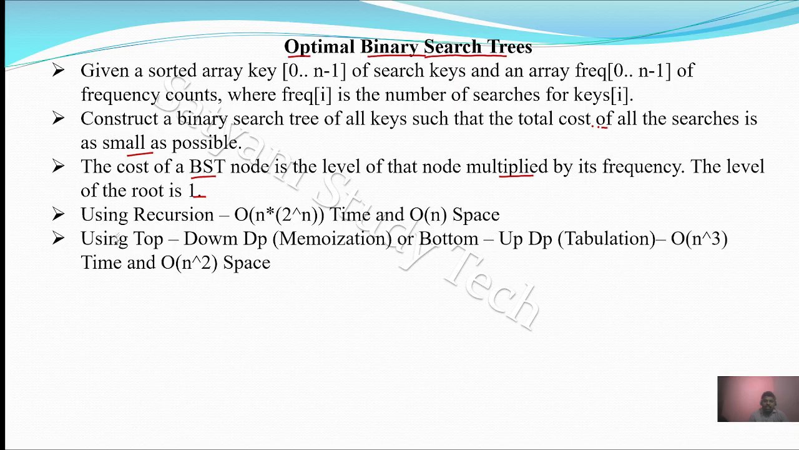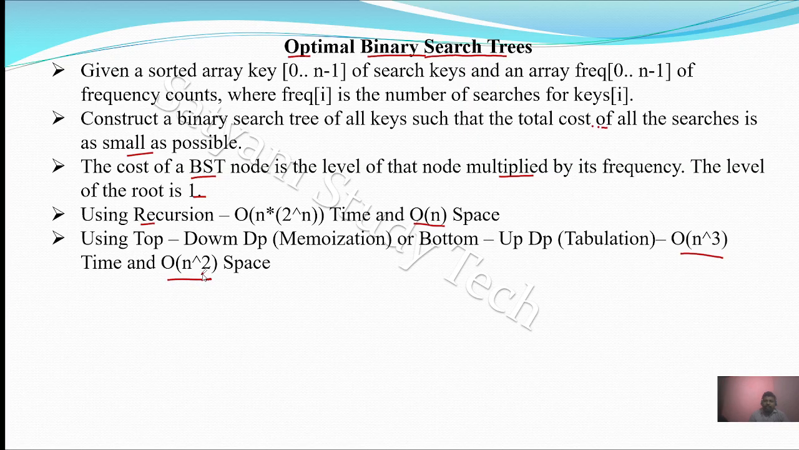So here, for example, using recursion, the time complexity is big O of n times 2 power n and the space complexity is big O of n. Using a top-down or bottom-up approach with the dynamic programming method, the time complexity is big O of n cube and the space complexity is big O of n square.